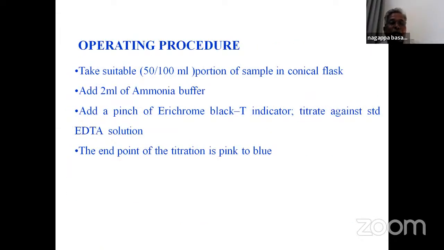Take 50 or 100 ml sample in a conical flask, add 2 ml of ammonia buffer to increase the pH to 10. Add a pinch of Eriochrome Black T indicator and titrate against EDTA solution. The end point is pink to blue. This is very simple, and throughout the world the same procedure is used. The EDTA titration method is a simple method. We can do 100 or 200 samples per person per day.